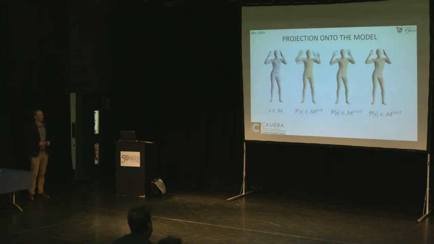So if we have such a model, we can fit it to data. This is a real scan of a person that was not included in the training set. And this is reconstructing with our model using increasing numbers of dimensions.